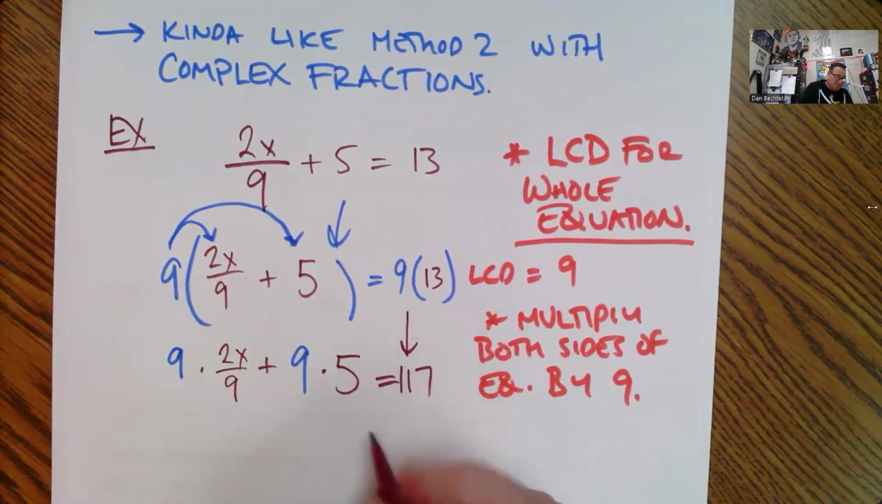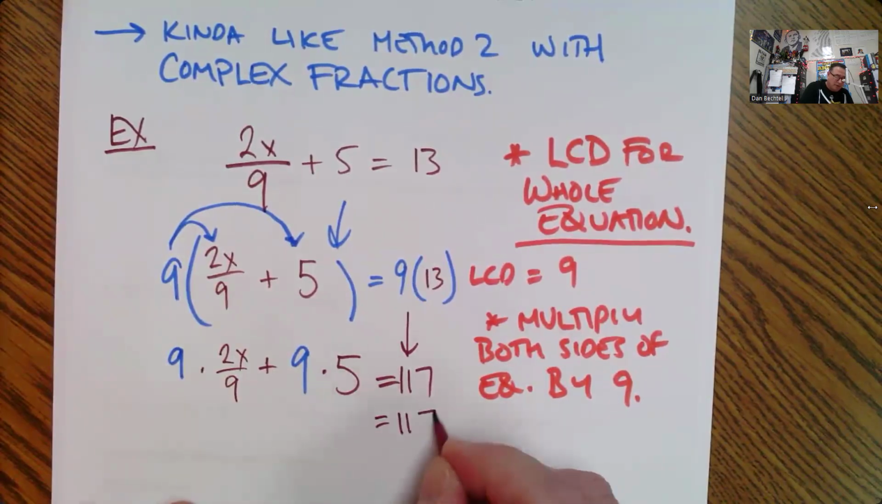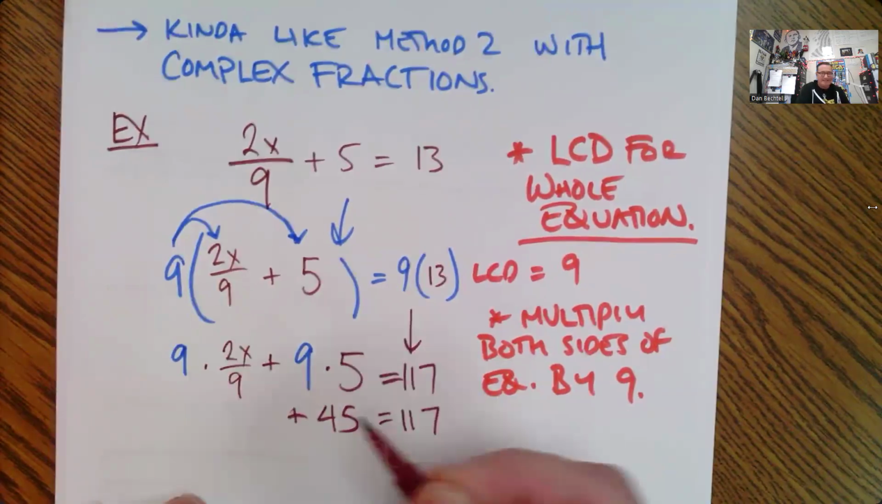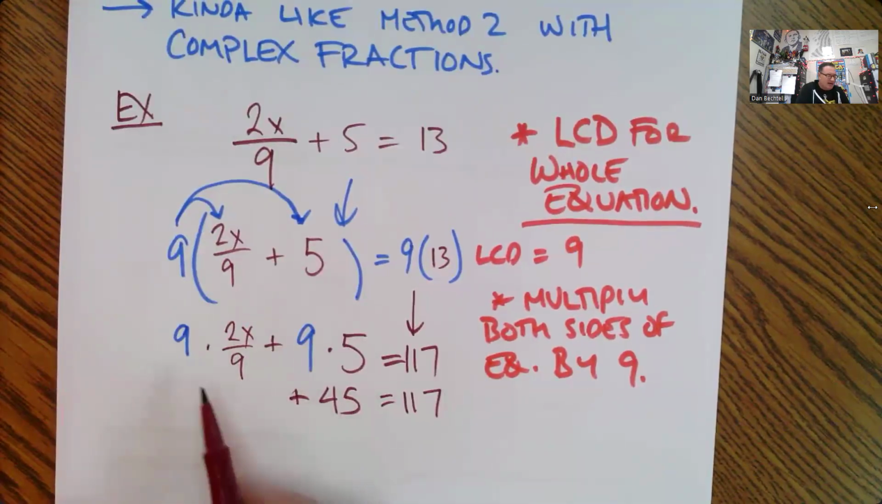Like, I think you guys are going to have no problem with the numbers. 9 times 5, I know you know that's 45. That's going to be great. It's this part here that a lot of times if people are going to do it, they do 9 times the top and the bottom.